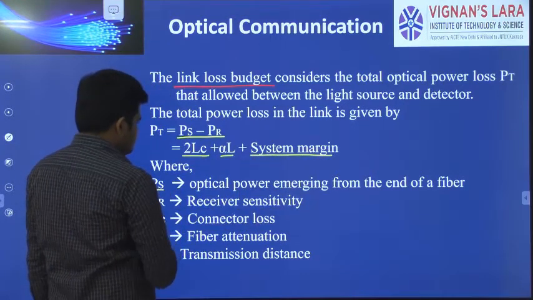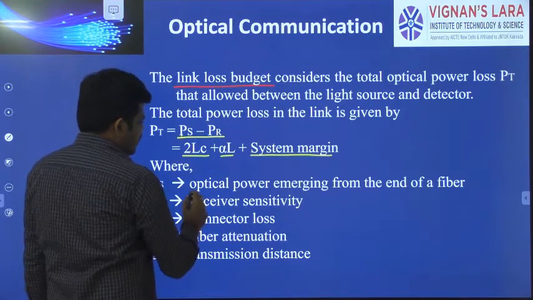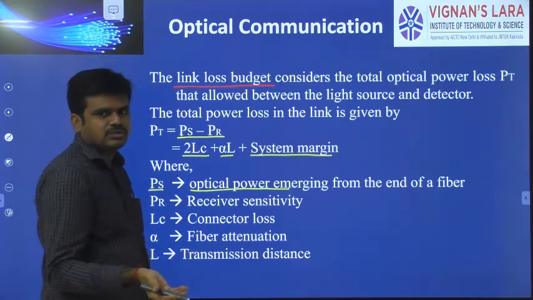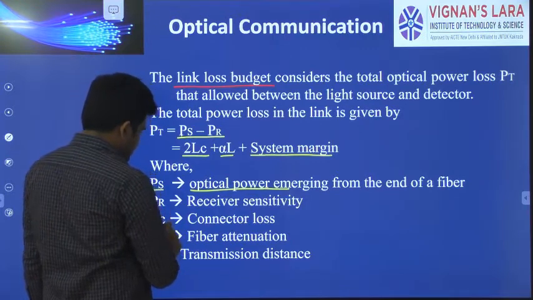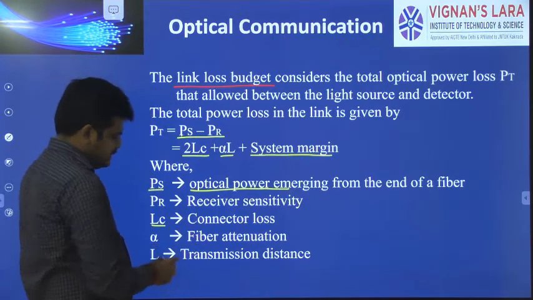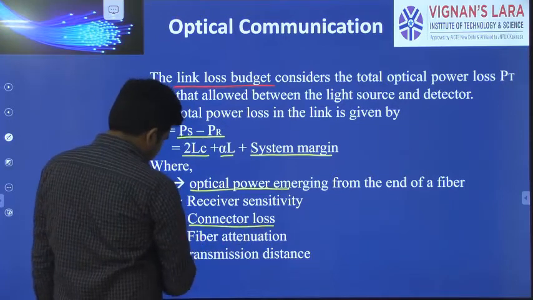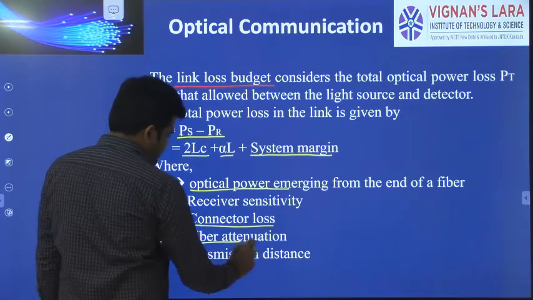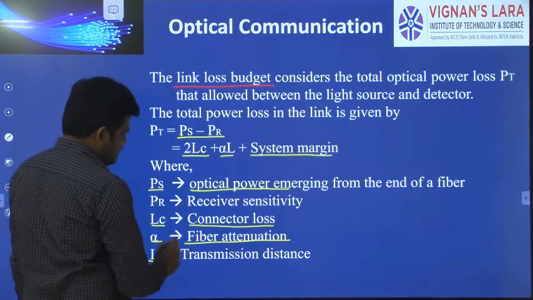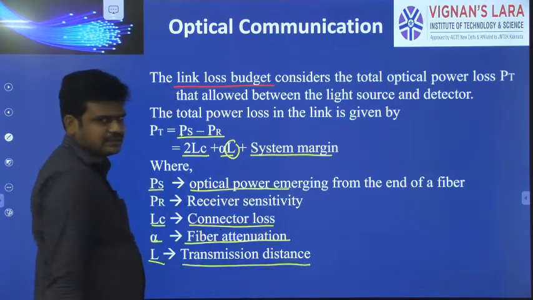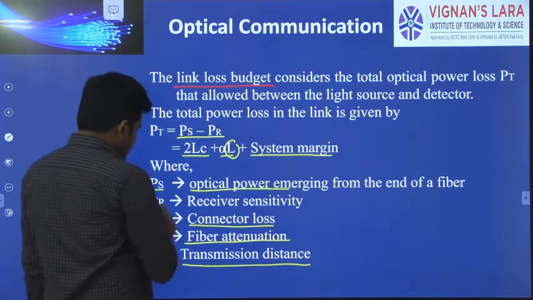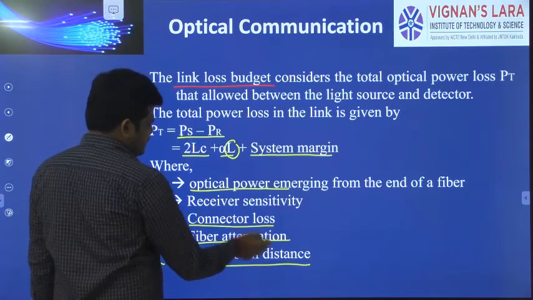What is meant by Ps? It is the optical power emerging at the source. What is Lc? Lc means connector loss. I will discuss sensitivity later. What is alpha? Just now we came to know it is fiber attenuation. What is capital L? It is the transmission distance, the length. Then what is Pr? Pr means receiver sensitivity.